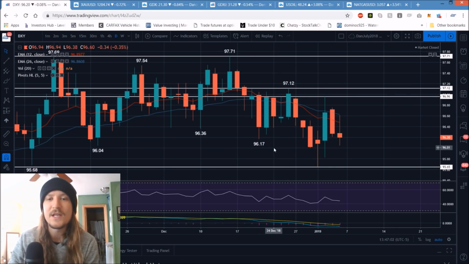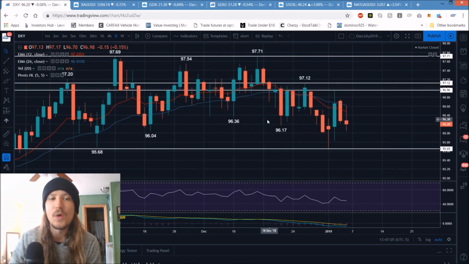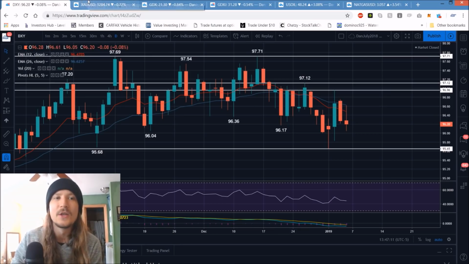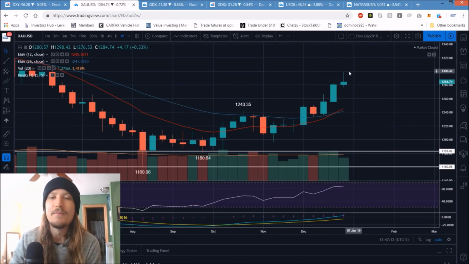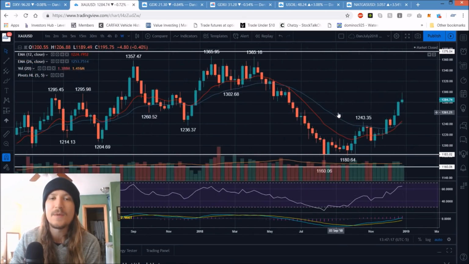So if you are bullish any of those commodities, specifically gold, you want to see the dollar break this 95.65 support and continue the daily lower high and lower low pattern. Looking at gold on the weekly time frame, bit of an upper wick of profit taking. We got the bullish cross of the 12 and 26 exponential moving averages.